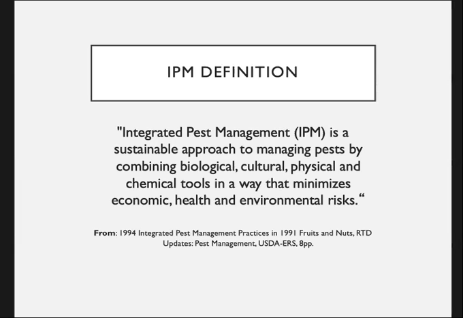So to just briefly summarize that basic concept, this is a definition from the USDA. It talks about IPM as being a sustainable approach to managing pests. And it does this by combining different types of tools, what are called biological, cultural, physical, and even chemical tools in ways that minimize economic, health, and environmental risks. So again, this is a very multidisciplinary approach that combines lots of different methods and tools to manage pests rather than just relying on one tool and a quick fix to the situation.